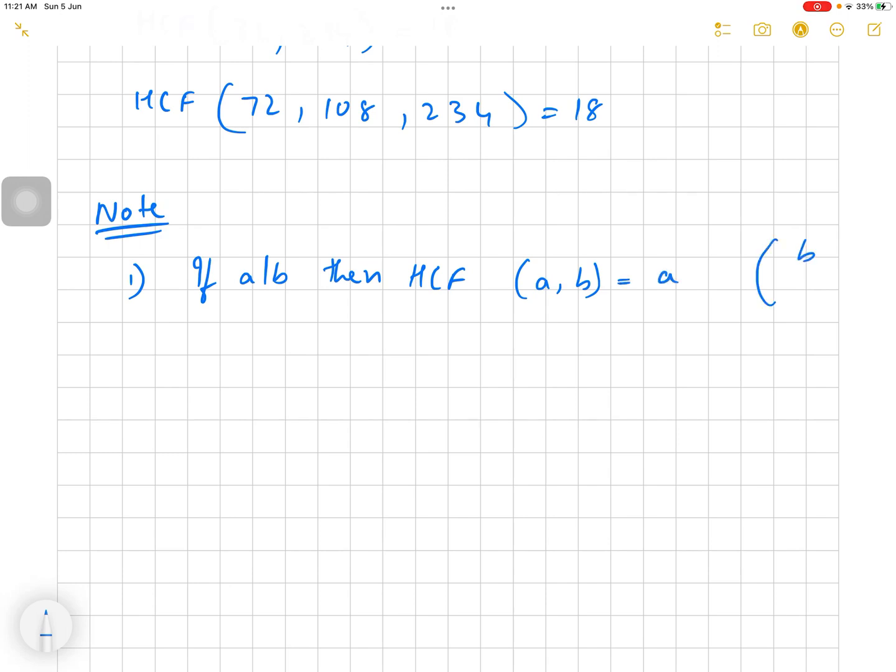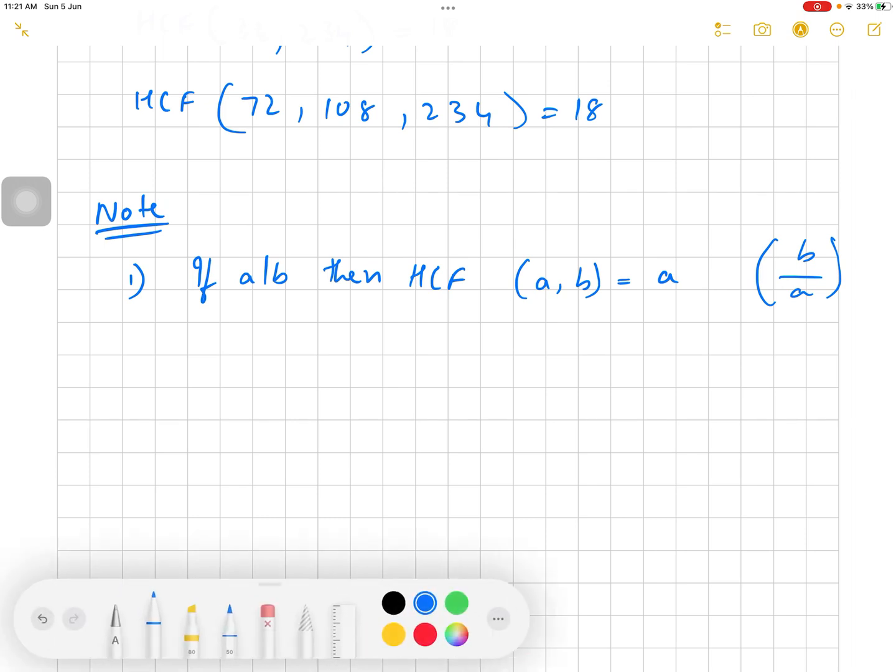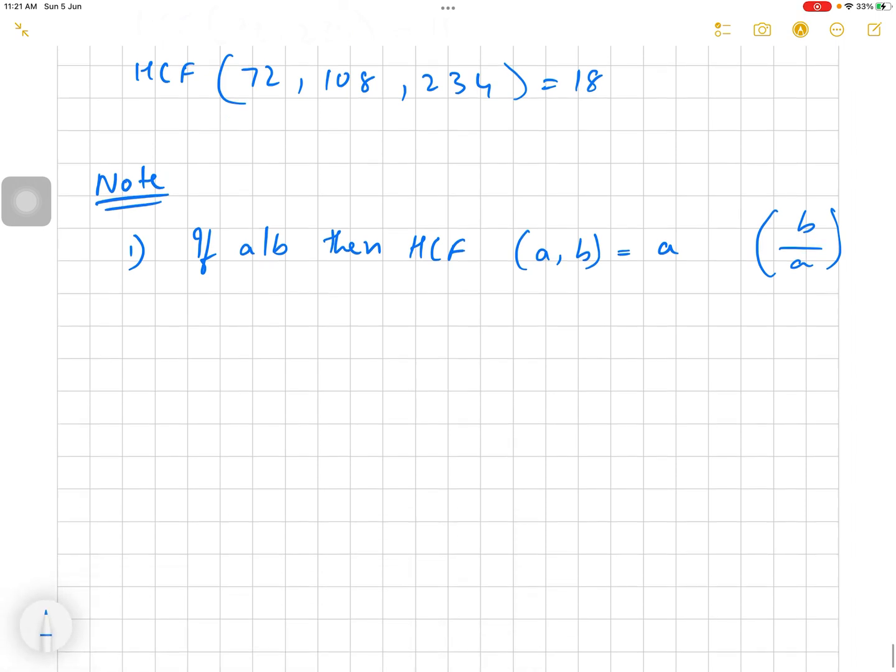A divides B means if you can divide B by A, then HCF will be A. If A divides the number B, and you are supposed to find the HCF of A and B, then HCF is A. Got it? Suppose the two numbers are 4 and 8. Now when you do 8 divided by 4, it divides, right? 8 divided by 4 is 2. So HCF of 4 and 8 is going to be 4.